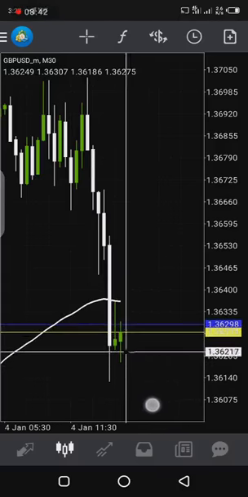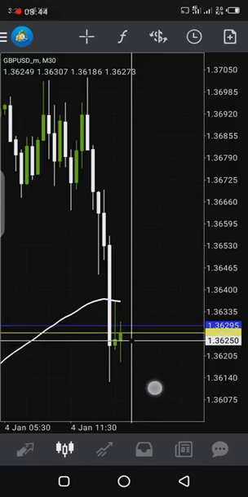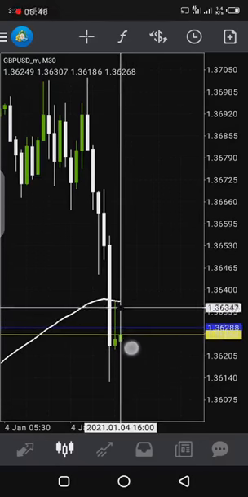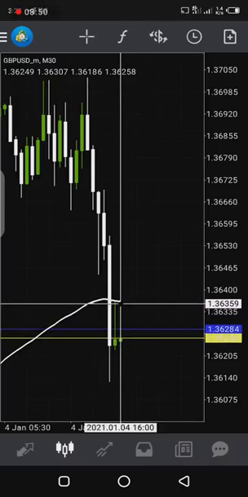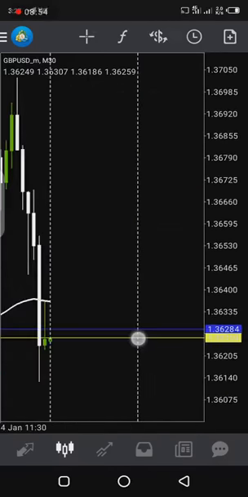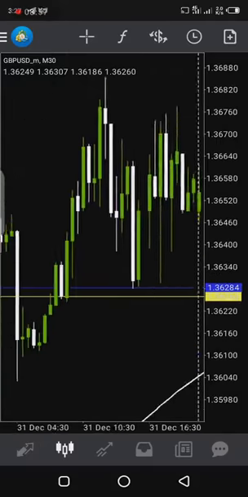Once the engulfing candle closes, you enter what? Immediately. You enter immediately and put your stop loss above the candle that was engulfed. Let's go. Let's see what's happening.